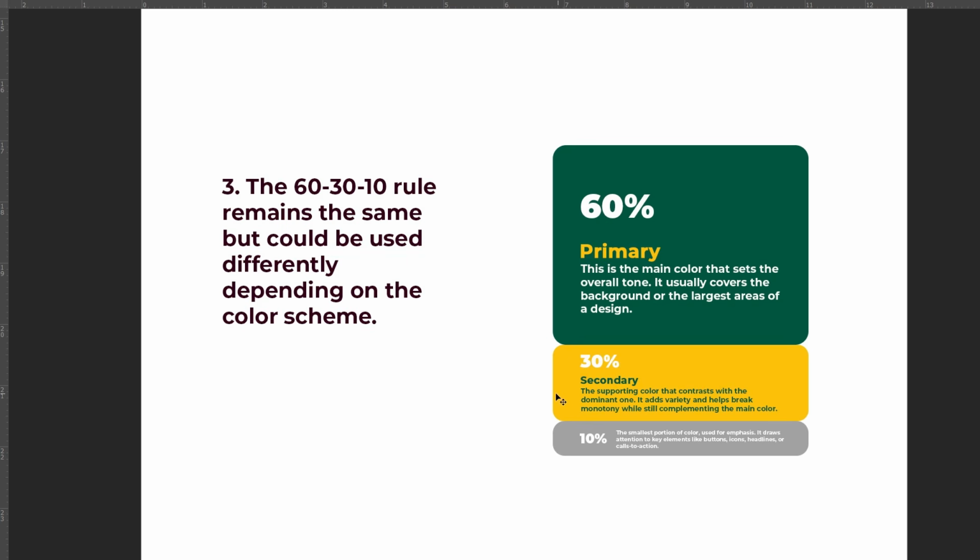And this is what I explained in the previous slide. The 60-30 rule remains the same, but could be used differently depending on the color scheme. So the 60% could change to 70 or 80. The 30 could be 20, 10, whatever. When we start the previews or the practical aspect of this, we will understand this better.